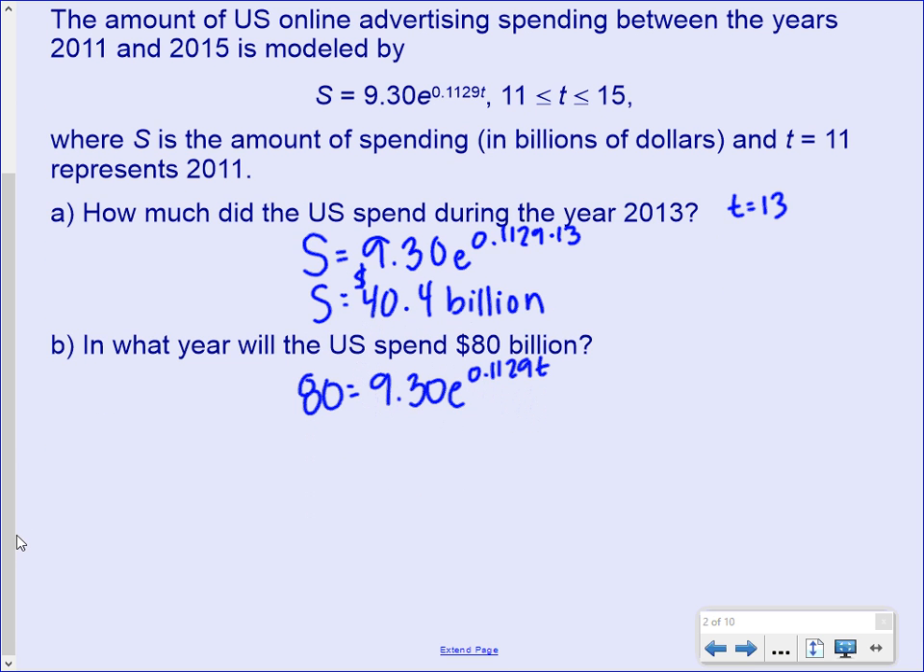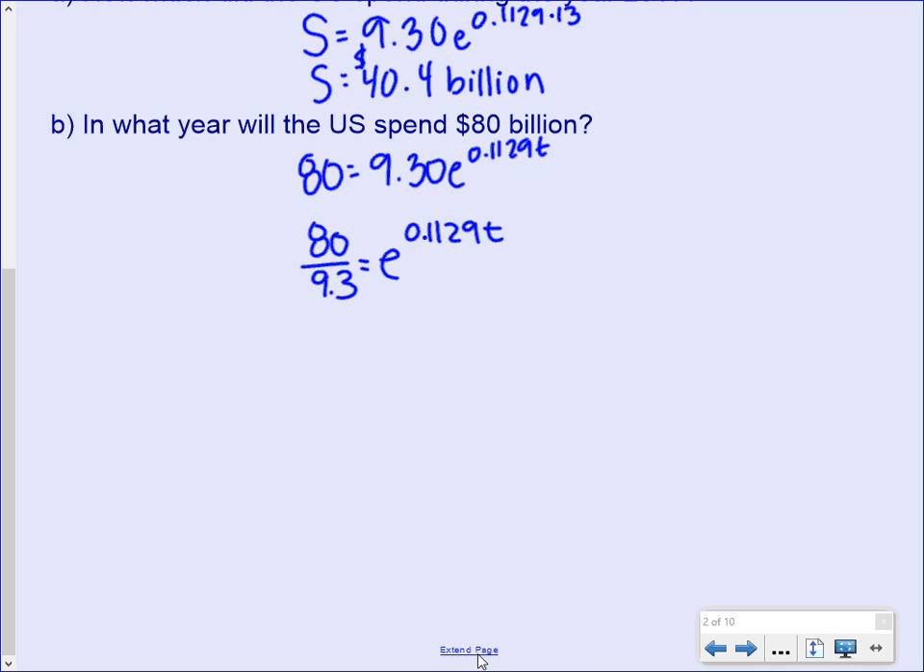Divide 80 by 9.3, so I'm just going to write this side as 80 divided by 9.3 equals e to the 0.1129 t. And I know you could put that into your calculator and get a decimal. I'm just going to leave mine as 80 divided by 9.3. I don't really need to know what the decimal is at this moment. And what would we do next? We now have isolated the base e and its exponent, 0.1129t. So we can rewrite it in logarithmic form.